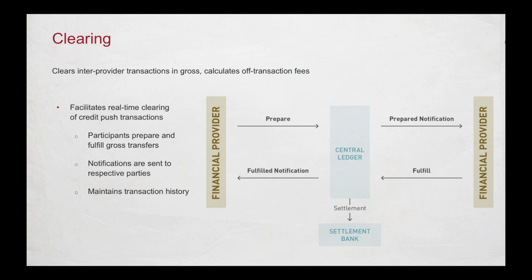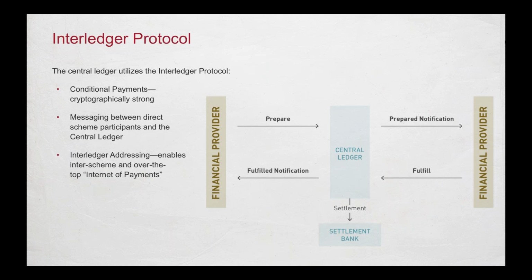So notifications are sent to respective parties from the central ledger in order to keep things flowing and in balance. And there's a transaction history that's also maintained at the center. And we'll get into each of those parts in a bit. What sets the central ledger system apart from other systems is that we utilize the Interledger protocol.